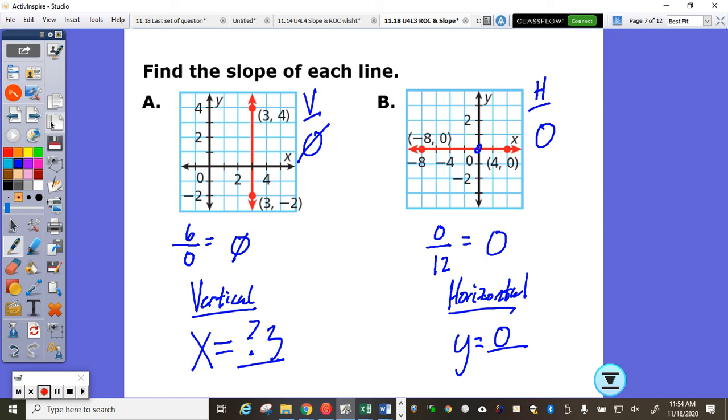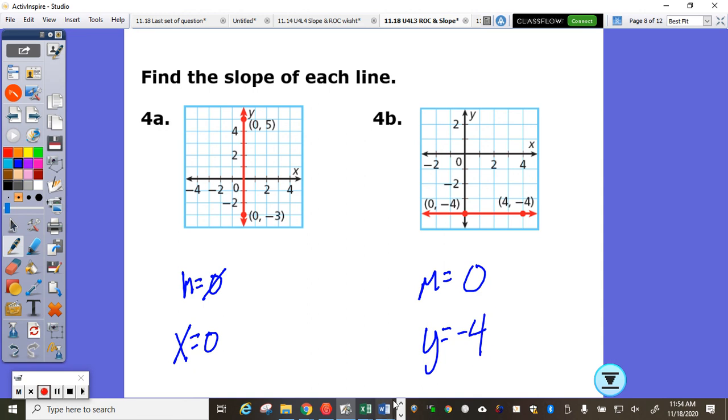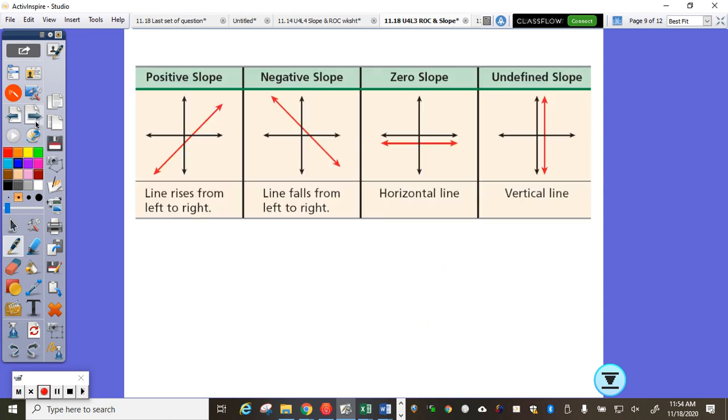All right, so what's the slope of this line? So the slope is undefined. What's the equation of this line? X equals 0. All right, the slope of this line is 0. What's the equation? Negative 4. Y equals negative 4. All right. So, positive slope, negative slope, 0 slope, undefined slope.